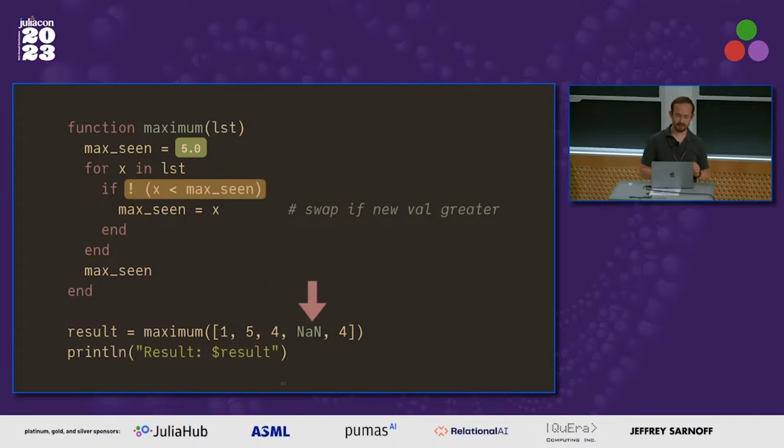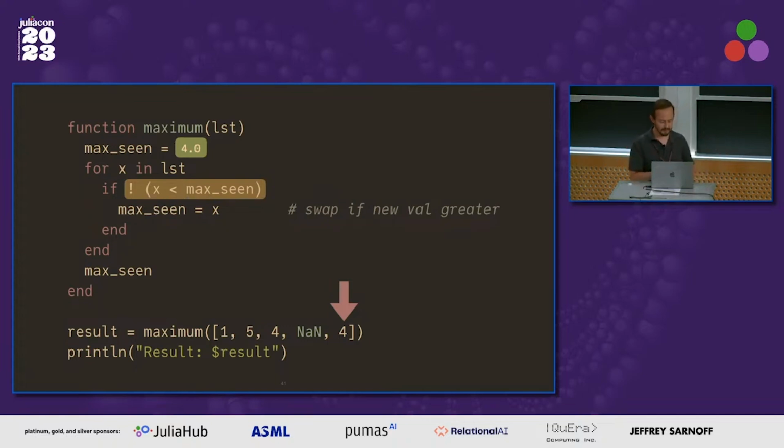And now something interesting when it comes to NaN. Because we're comparing against a NaN, NaN is not less than 5, and so we swap the max seen for a NaN. And then when we move on to the next value with 4, 4 is also not less than NaN, so we swap that out for 4. So there's our error right there.